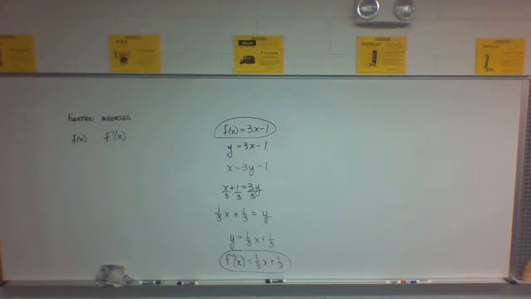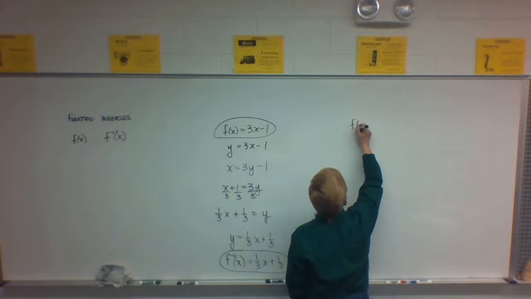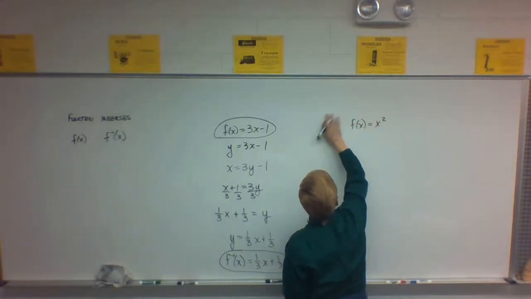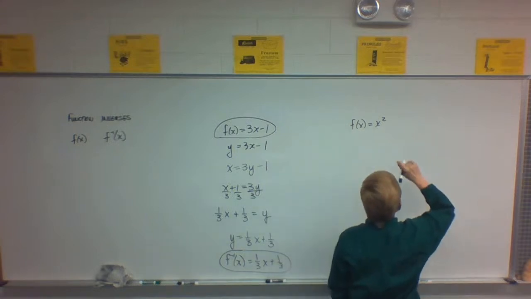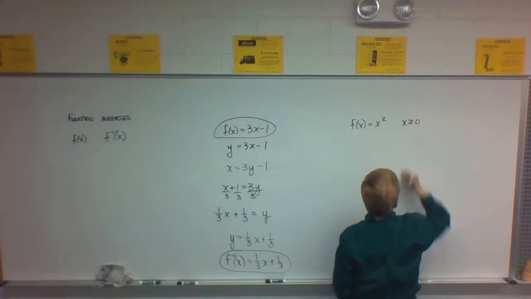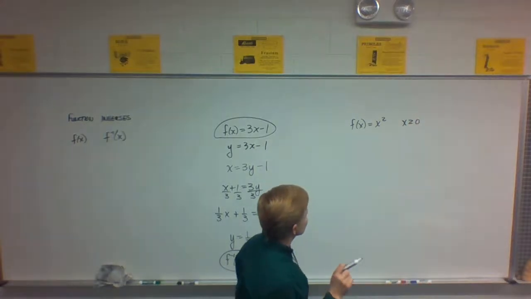Okay, let's try doing one that's a little rougher. Let's say f of x is x squared. And they put this funny thing on there, not just to give you grief, there's a reason. They say f of x equals x squared for x's which are greater than or equal to 0. You go, why would they do that? You'll see in just a minute. Just stay with me for a second here.